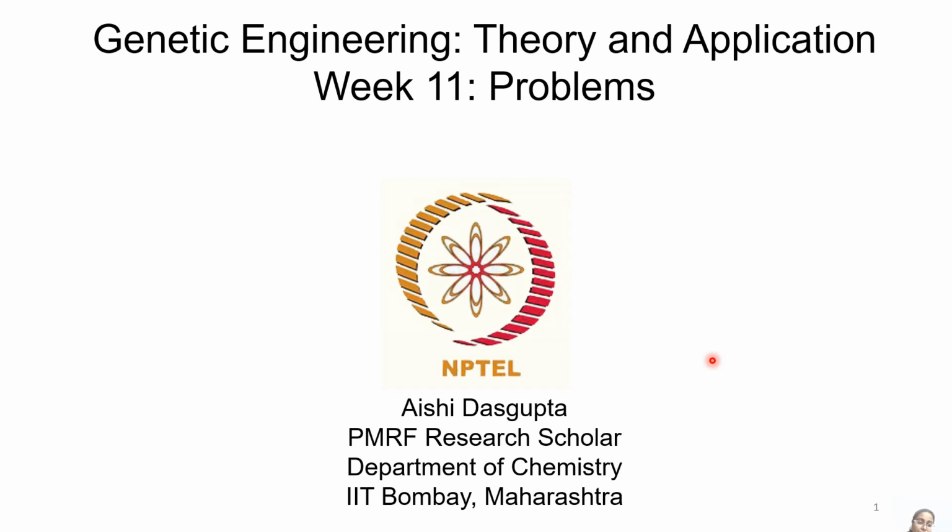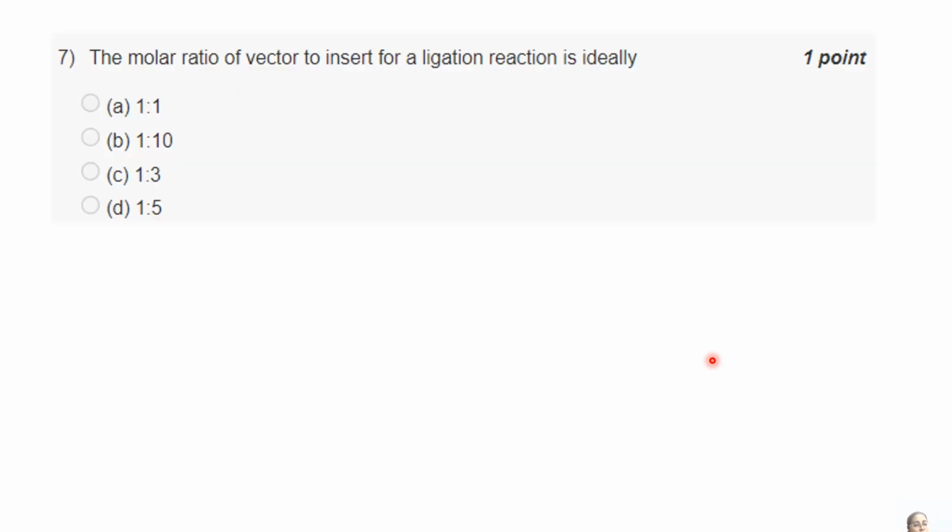Moving on to the first question for today. The molar ratio of vector to insert for a ligation reaction is ideally: option A, 1 is to 1; option B, 1 is to 10; option C, 1 is to 3; option D, 1 is to 5. Which one do you think is the correct answer? I'll wait for 5 minutes and you can try to solve this and then we'll discuss.